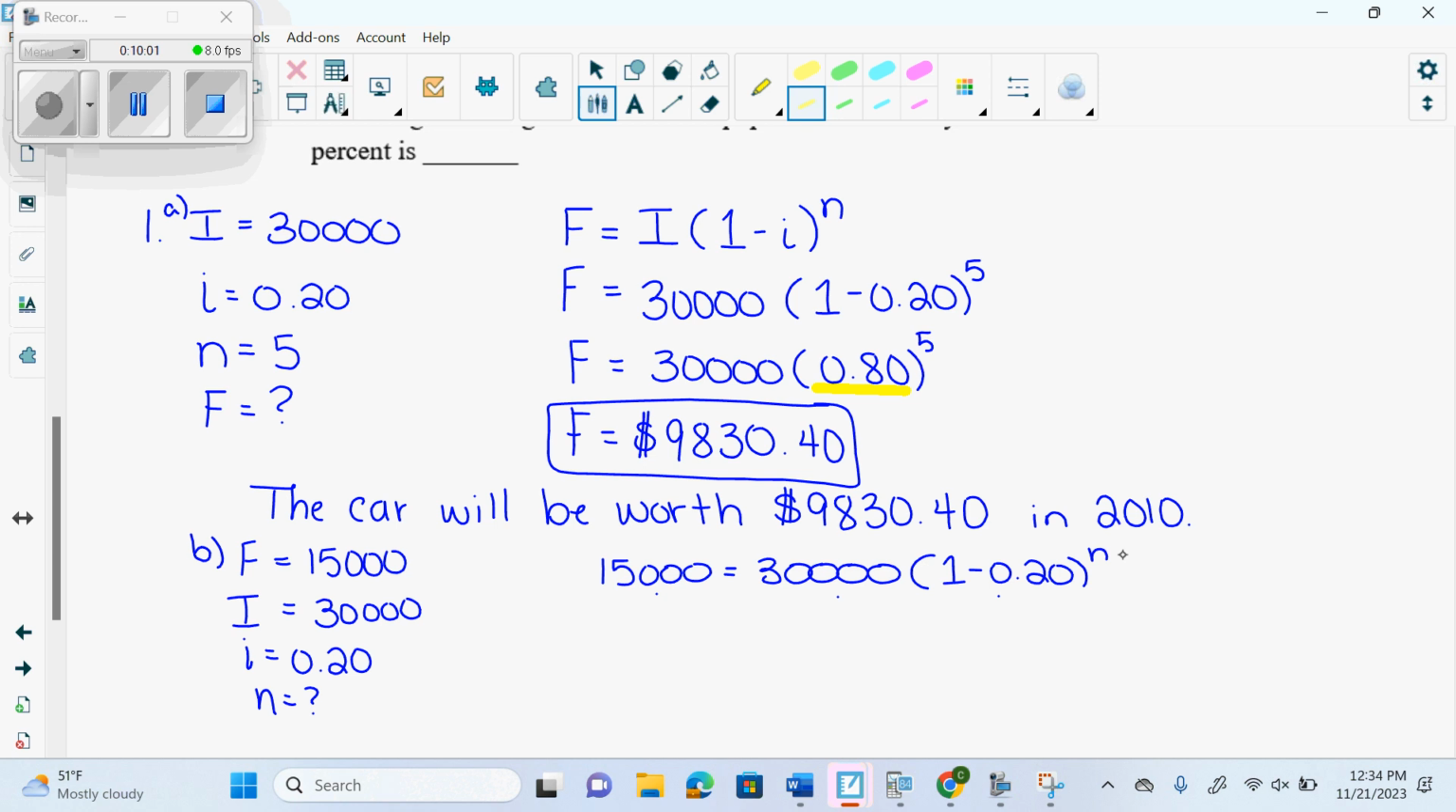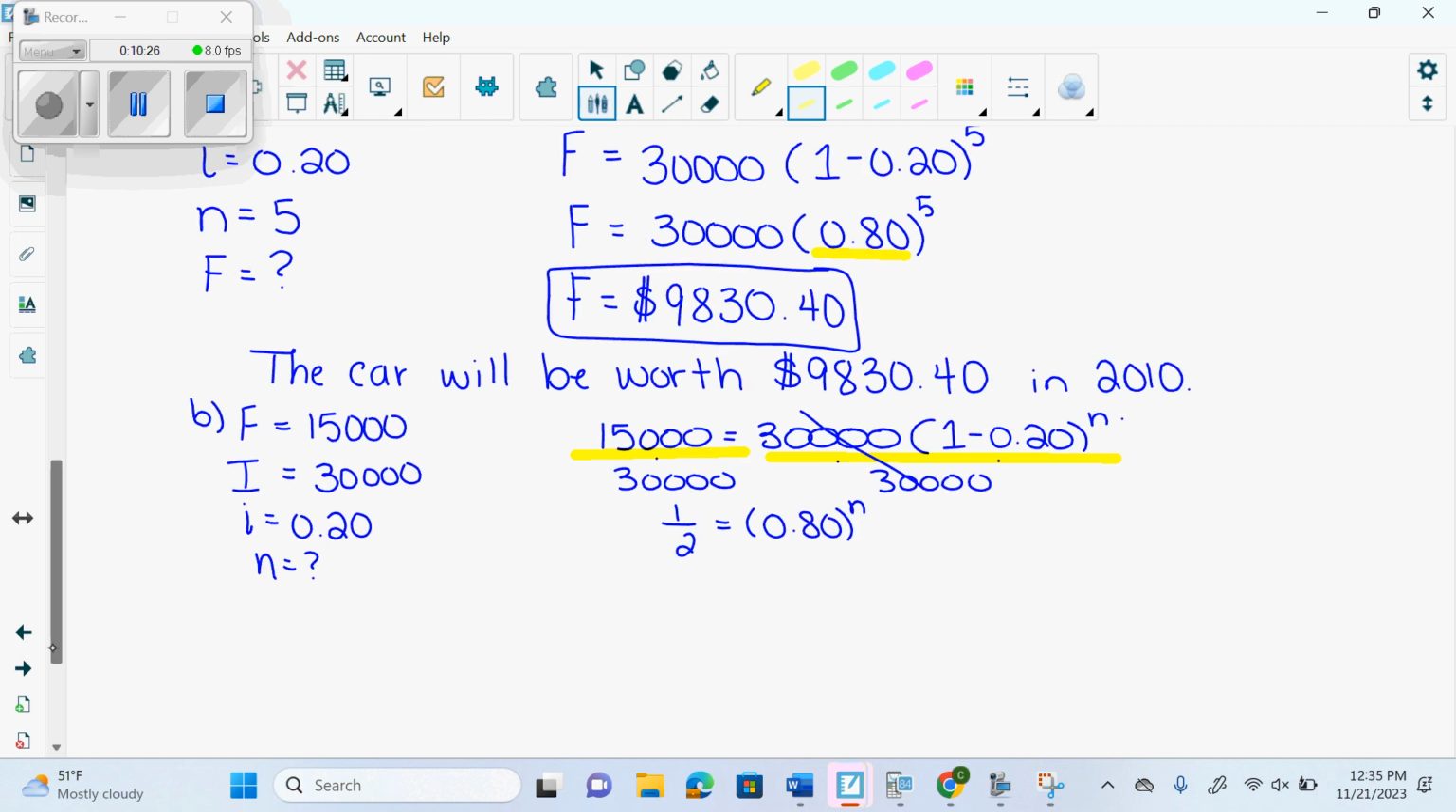So what am I always going to have to do first before I convert? Divide over that initial every single time. Divide by 30,000. And I get 1/2 equals 0.80 to the n.